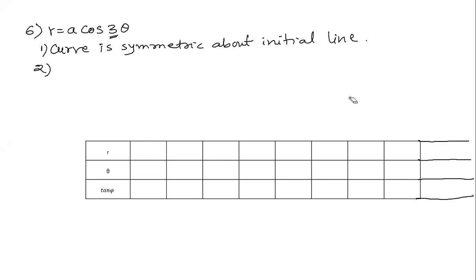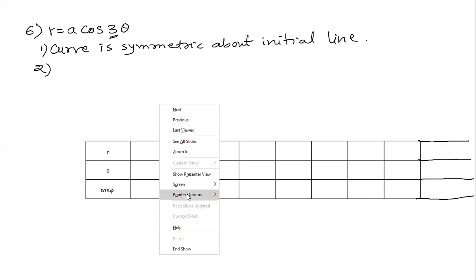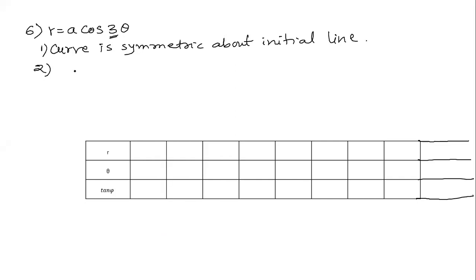Divide each quadrant into two equal parts, and hence theta will be taking values here. Theta equal to pi by 2 is to be divided into 6 equal parts. I have 0, pi by 6, 2 pi by 6, 3 pi by 6, 4 pi by 6, 5 pi by 6, 6 pi by 6.